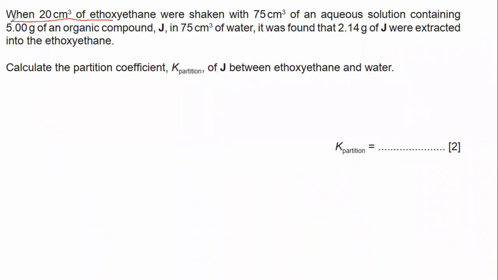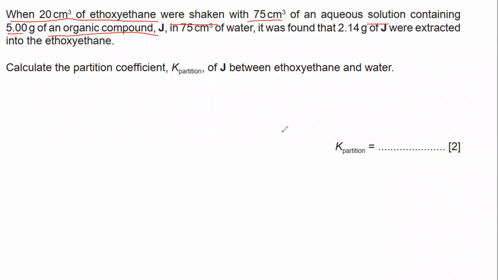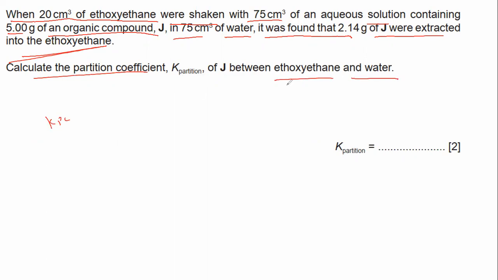When 20 centimeter cubic of ethoxyethane were shaken with 75 of aqueous solution containing 5 of organic compound G, in 75 centimeter cubic of water, it was found that 2.14 grams of G were extracted into ethoxyethane. Calculate partition KPC between ethoxyethane and water. We mentioned ethoxyethane first, so this one will be above here.